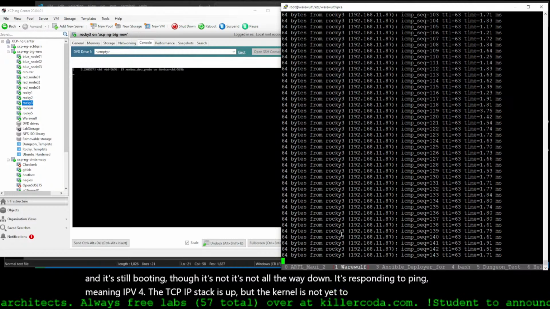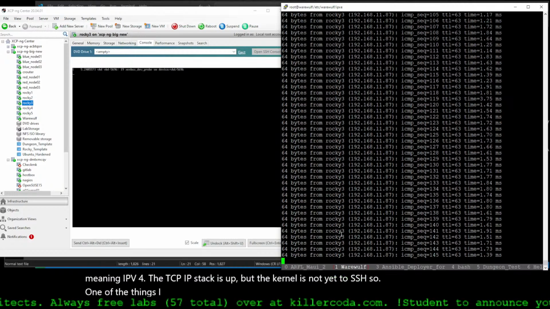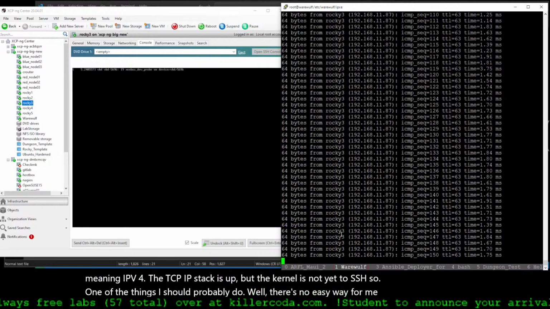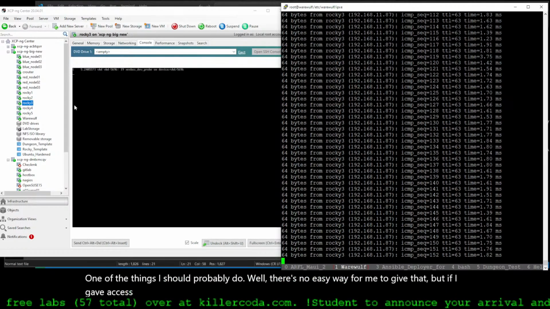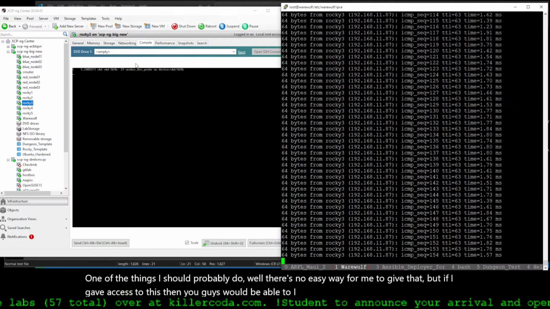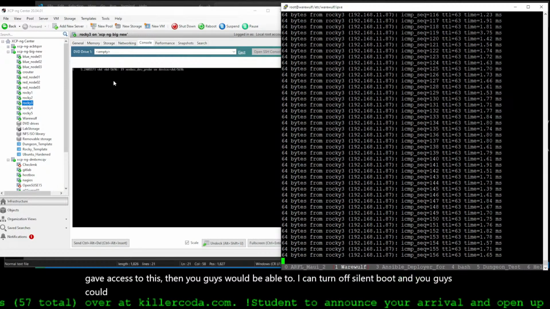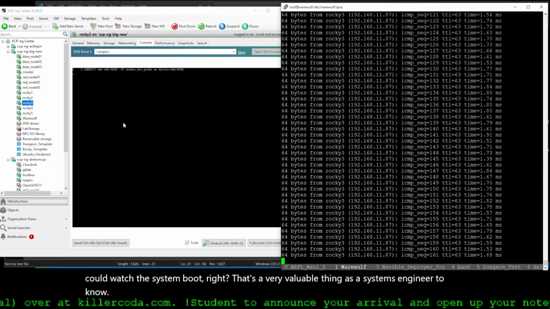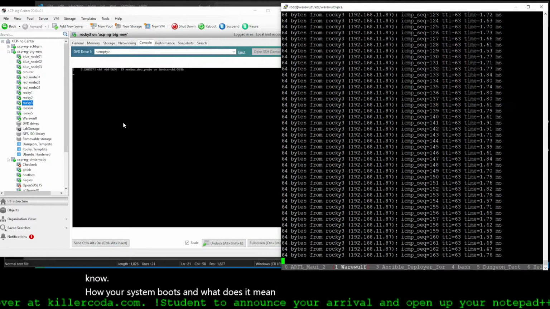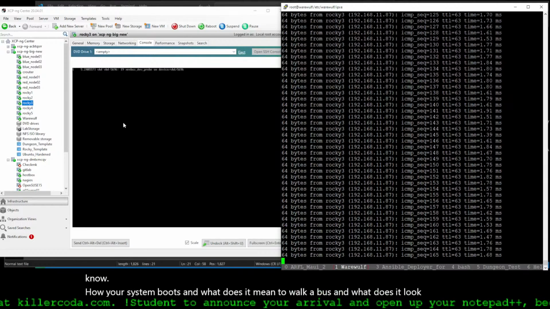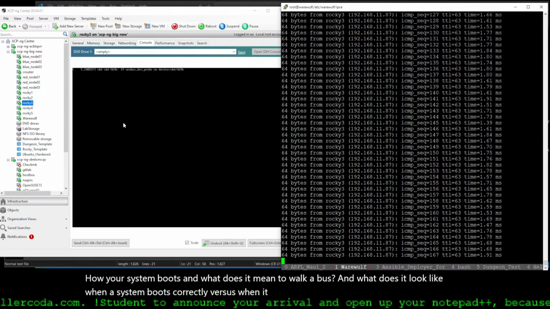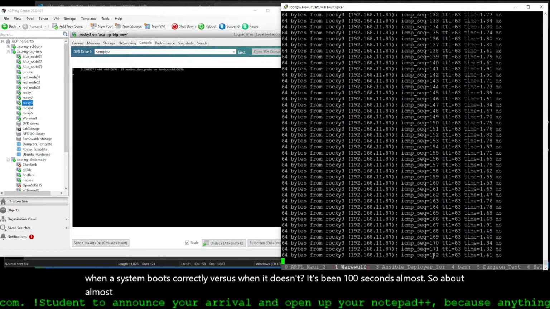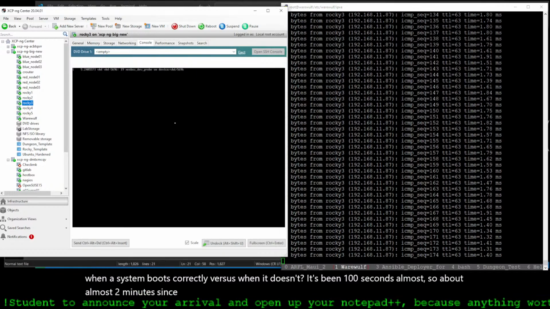So one of the things I should probably do, well, there's no easy way for me to give that, but if I gave access to this, then you guys would be able to. I can turn off silent boot, and you guys could watch the system boot, right? That's a very valuable thing as a systems engineer, to know how your system boots and what it means to walk a bus, and what it looks like when a system boots correctly versus when it doesn't. It's been almost 100 seconds, so almost 2 minutes since that finished coming to there.